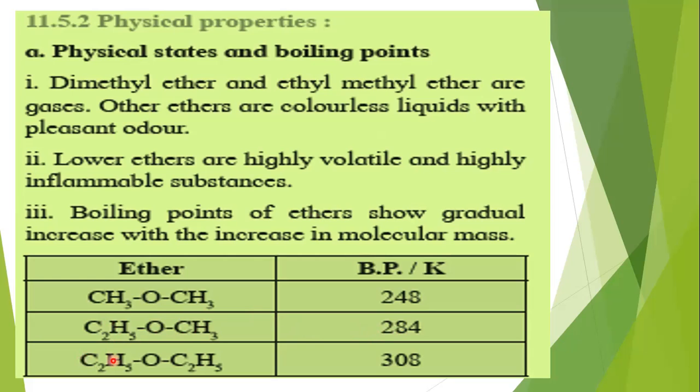Here diethyl ether, again one methyl group on this side, one methyl group on this side, increase in this diethyl ether than this dimethyl ether. So boiling point increases, 308 Kelvin. Okay, so by increasing molecular mass, the boiling points of ethers go on increasing.